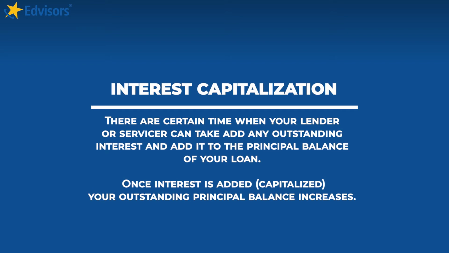Even though we're talking about how interest is only going to be calculated based on your outstanding principal balance, that doesn't mean that your outstanding principal balance can't change. There is something known as interest capitalization. There are certain periods of time where your lender or your servicer can take any outstanding interest and capitalize it, or add it on to your outstanding principal balance, meaning you're increasing your total outstanding principal balance. That would also change how your interest is being calculated using the simple daily interest formula. It'll be off of that higher amount than the amount you originally borrowed.